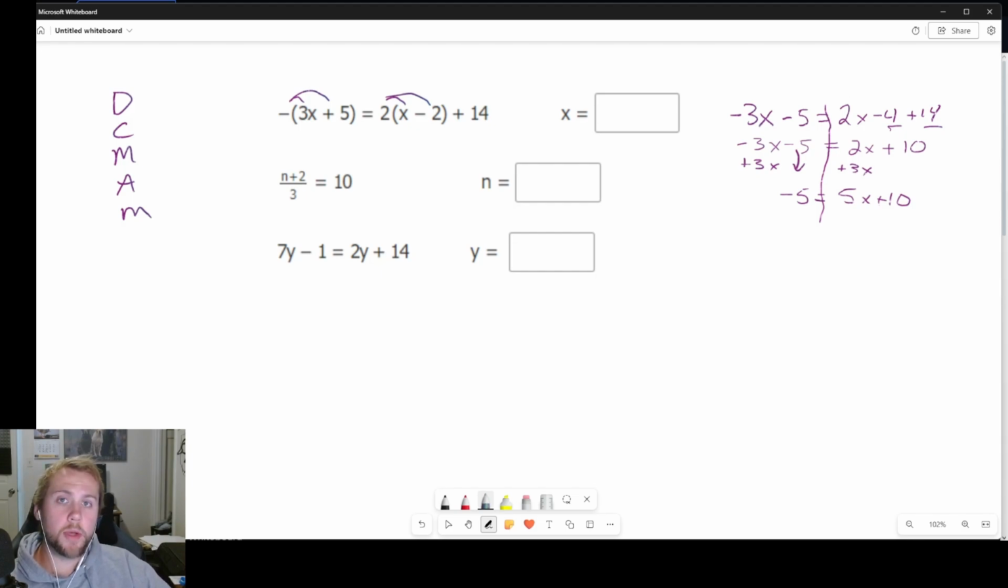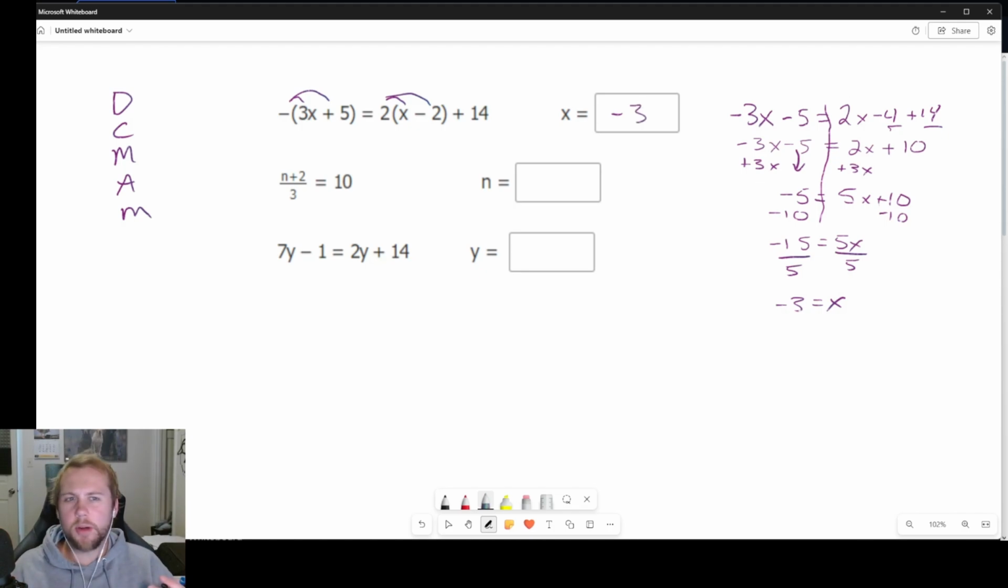Now it's just a two-step equation. We need to add or subtract and then multiply or divide. So I'm going to subtract this 10 on both sides to get a negative 15 is equal to a 5x. Then divide both sides by 5. I get negative 3 equals x. So x equals negative 3. And we're done with the first problem, which is probably the most complicated problem on this warm-up.